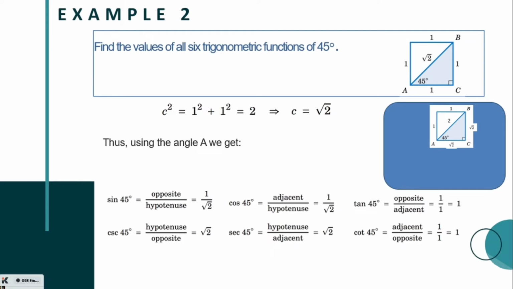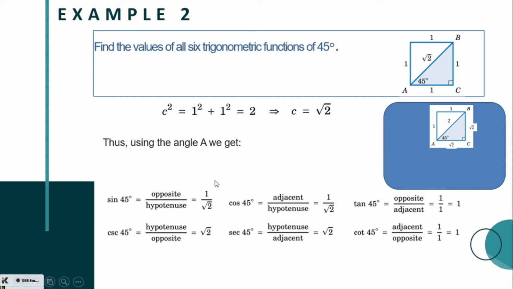Observe that in some of our answers, the numerator is radical. So for sine 45, we have here 1 over square root of 2. So our answer should not have radicals in it. In order for that to be not a radical, we could multiply 1 over square root of 2 by square root of 2.